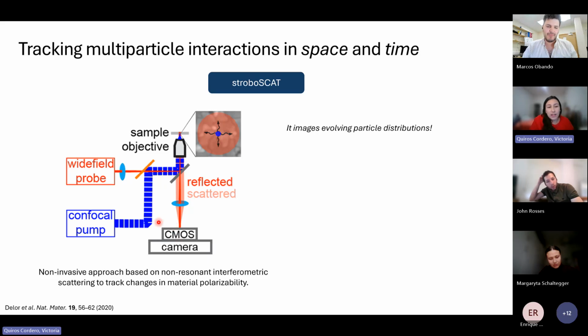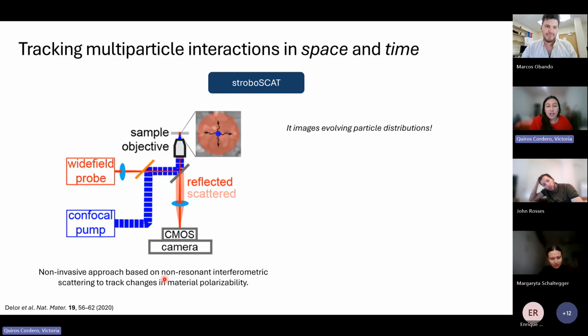And then on top of that, we turn off and on this confocal pump like we did before in pump probe, so that we can have a time resolution. So the difference in time between this confocal pump and that wide field probe will give us information in time of how these quasi-particles propagate. So nicely, this technique is non-invasive.